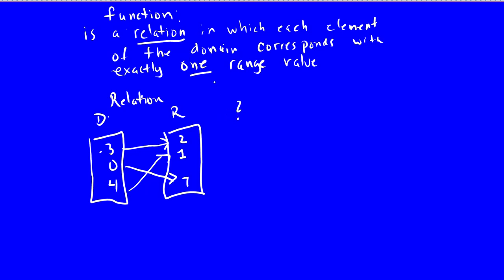Is it a function? A relation is a function if each element of the domain corresponds with exactly one element of the range. So that -3 is paired with 2. That 0 is paired with 7. That 4 is paired with 1. So yes, this is a function because each element of the domain corresponds with exactly one element in the range.